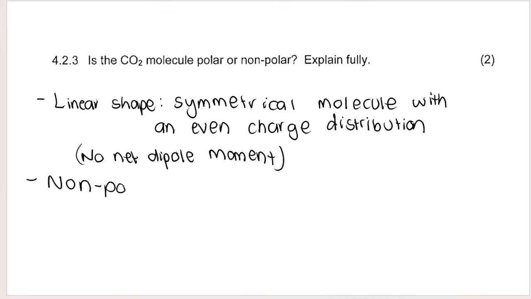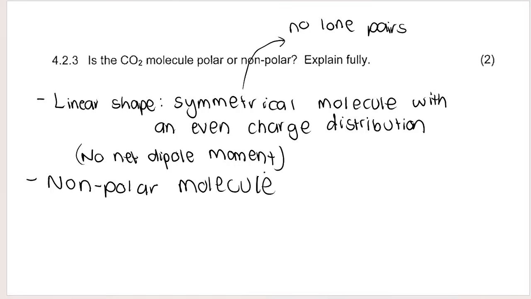So just remember that if we have a symmetrical molecule with an even charge distribution, and a symmetrical molecule often happens when we have no lone pairs, just by the way. No lone pairs. So if we have something that is linear or maybe tetrahedral or maybe octahedral or trigonal planar, they have no lone pairs, they have a symmetrical or even charge distribution. There's no net dipole moment, therefore those molecules are non-polar molecules, even though they have polar bonds. Remember, you can have polar bonds, but it doesn't mean you're a polar molecule.